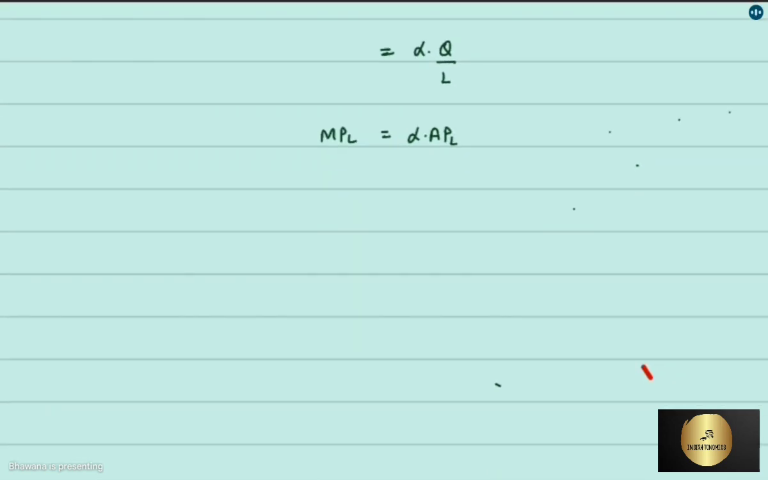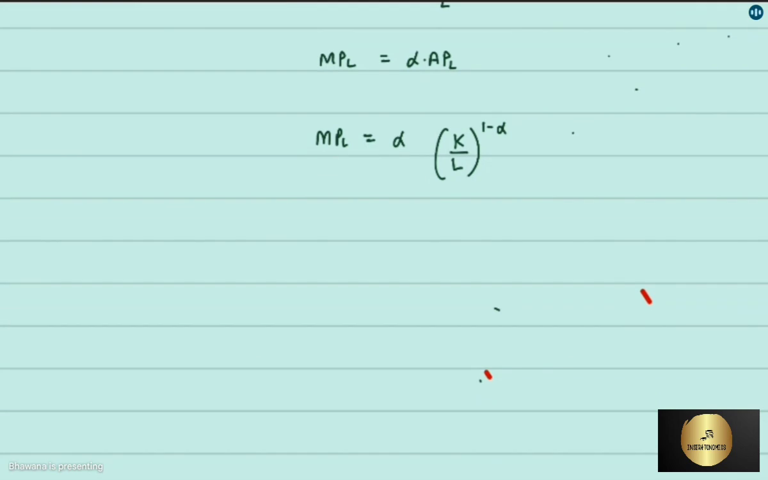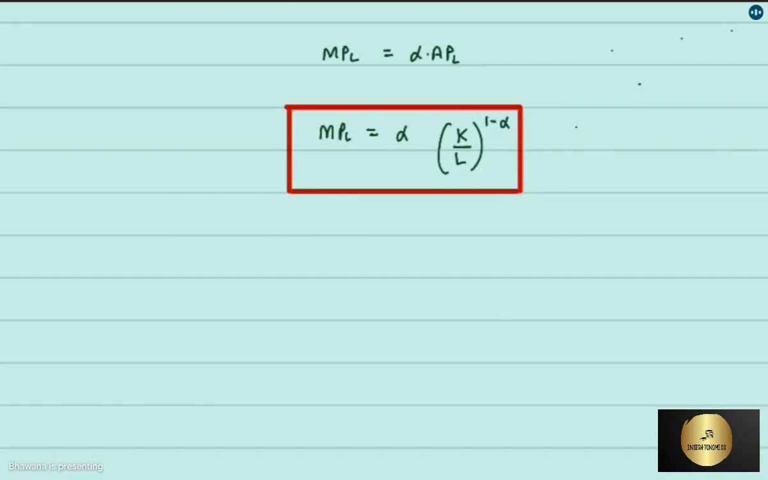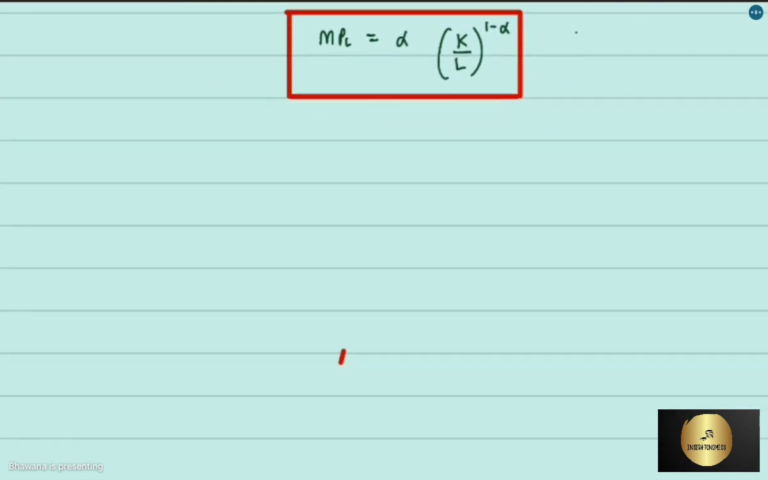और आपको पता था APL किस पे डिपेंड कर रहा था? APL किसके इक्वल आया था? And you can write it like this as well. APL किसके इक्वल था? (K by L)^(1 minus α). So you can also say that MPL also depends on the capital labor ratio, does not depend upon the absolute values of labor and capital.